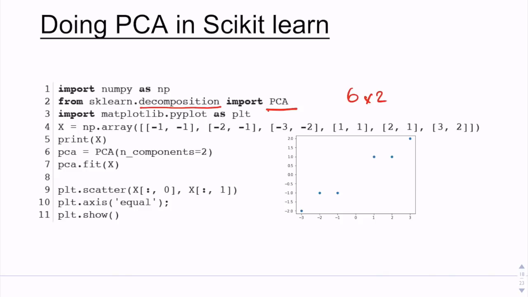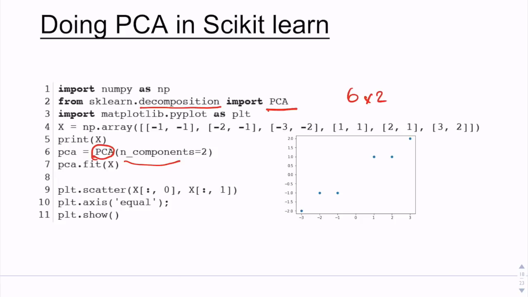Then basically what we do, we first create an object which is called the principal component, and then we choose the number of components in here. For this example, we know that the maximum number of principal components is the minimum of the number of rows or columns. So in here, because 6 and 2, the minimum is 2, the maximum number of principal components is 2. So I set the number of components to 2, and then that basically creates an object.